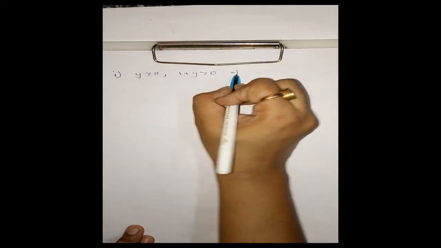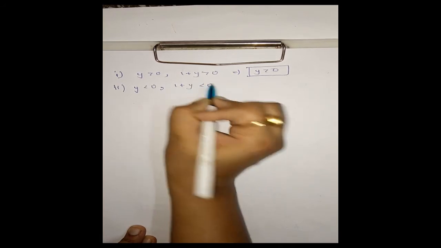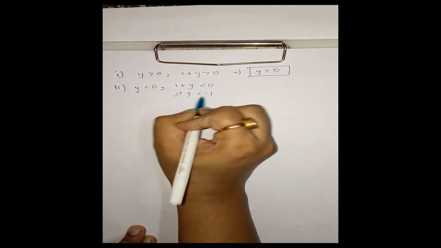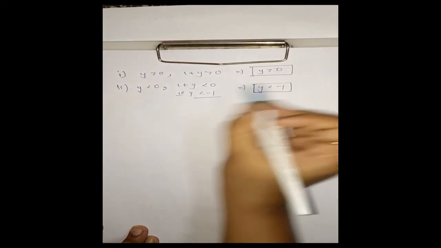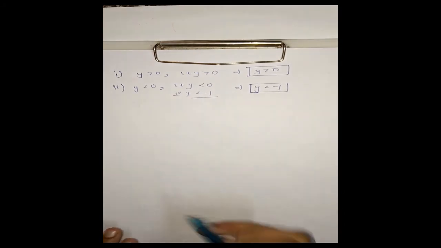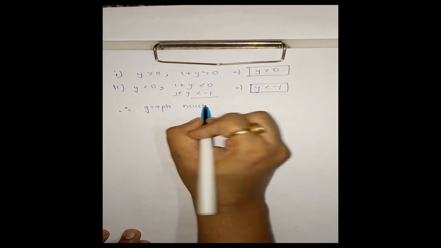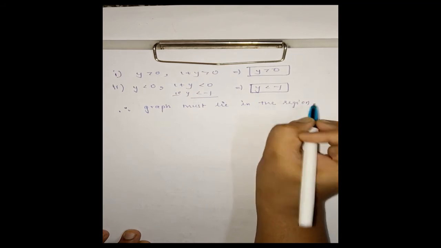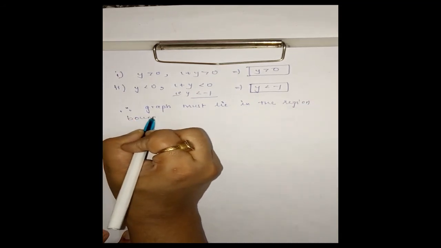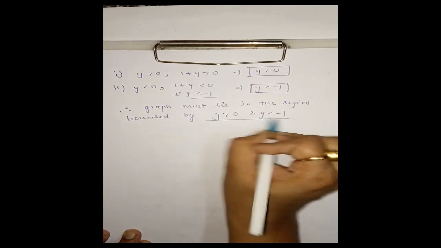The solution is y is positive. And the second one is y is less than 0 and 1 plus y is less than 0, that is y is less than minus 1. The solution will be y is less than minus 1, since if y is less than minus 1, then obviously y will be less than 0 also. Therefore, the graph must lie in the region bounded by y is equal to 0 and y is less than minus 1.